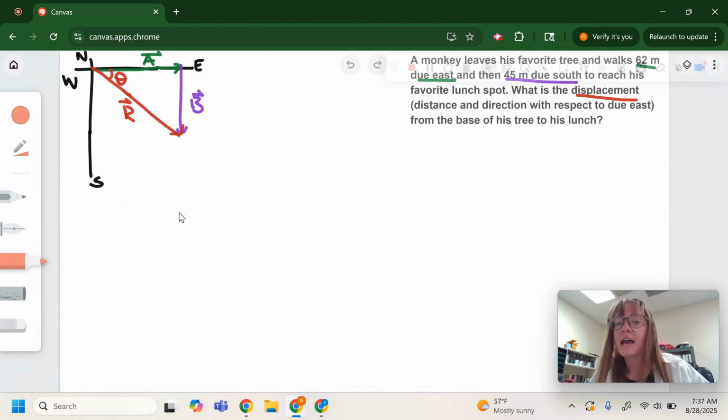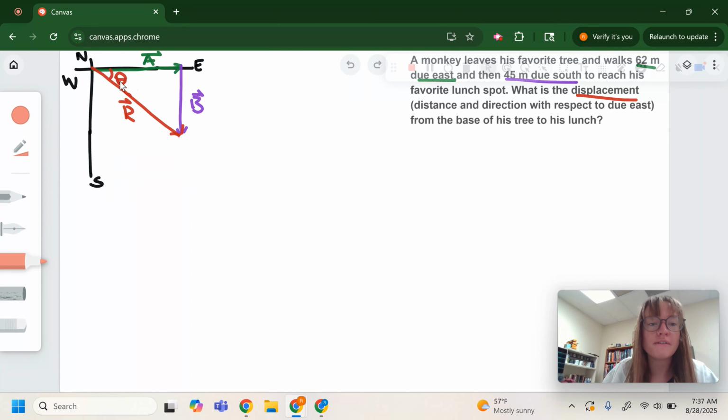Okay. A monkey leaves his favorite tree and walks 62 meters due east and then 45 meters due south to reach his favorite lunch spot. So fun. What is the displacement, the distance and direction with respect to due east from the base of his tree to his lunch? Okay, first I draw a little sketch here.